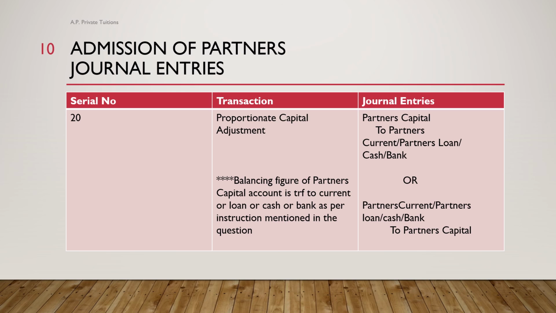Post-date capital adjustment is given in the sum. They give you instructions where the balance has to be transferred: cash, bank, current account, or loan account. So as per the instruction, you will transfer the balance to the given account. Sometimes they will say current, so you are going to say partner's capital to partner's current. If they say loan, you will say partner's capital to partner's loan. Or they will say cash or bank, so you will say partner's capital to cash or bank. So accordingly, the entry can come partner's capital to partner's current, or partner's loan, or cash or bank, or it can come in reverse also, depending upon the amounts mentioned in the sum.